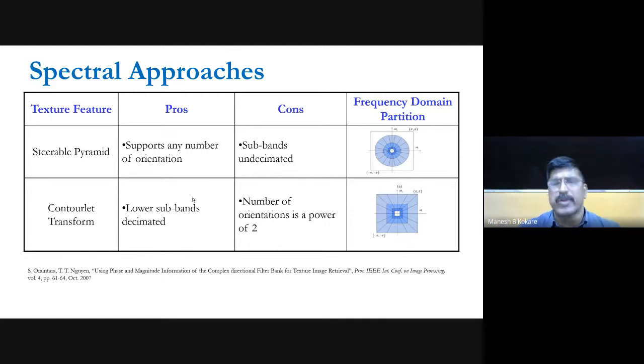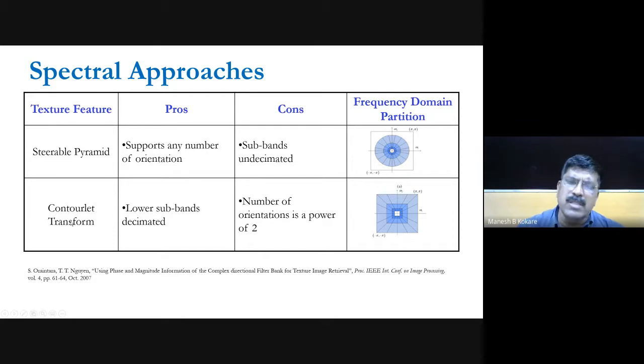So in that way also you can extract the textural feature by using wavelet transform. Similarly, I told you that the steerable pyramid is there. Here the pro is that it supports any number of orientations. So you can extract the directional information by changing the pyramidal direction. And then the cons? What are the cons of this one? Subbands are undecimated. So if subbands are undecimated, definitely the computation complexity will increase and the memory requirement will increase. So you can obtain any frequency directional information with a steerable pyramid, but the problem is that computation complexity will increase.